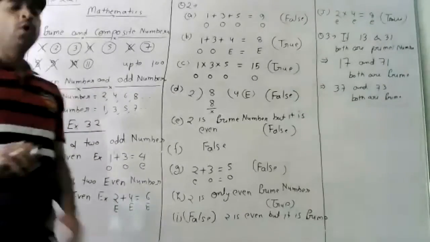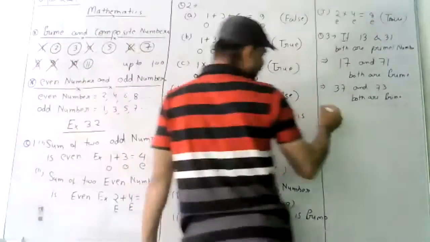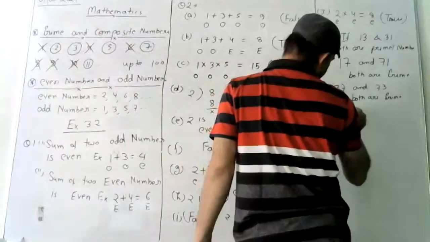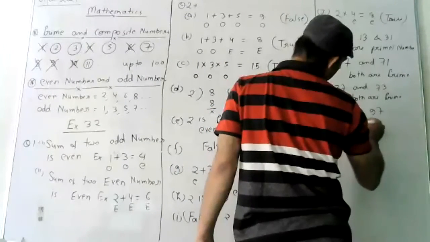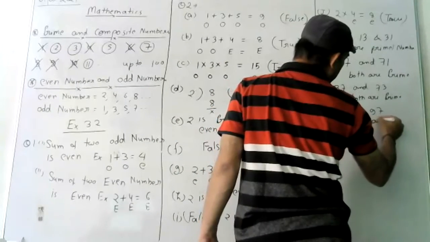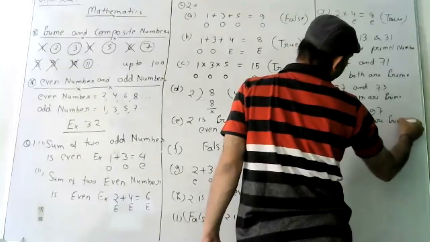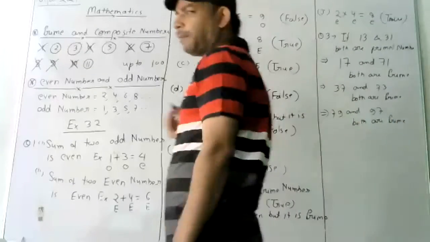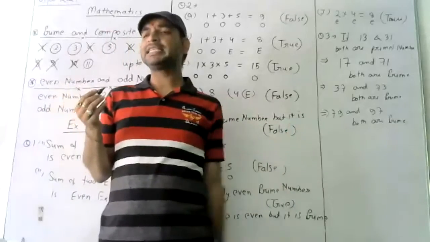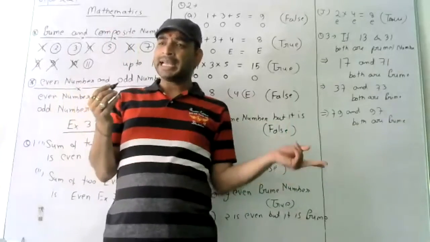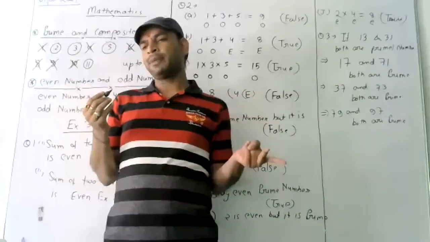Now one more number, 79 and 97. Both are prime numbers, and both have only 2 digits. The first digit is 7 and the second digit is 9. So 79 and 97 both are prime numbers.